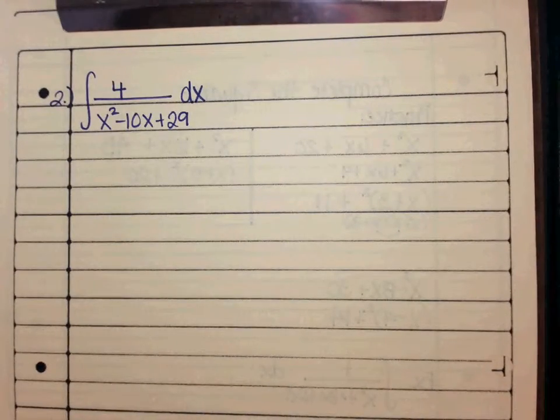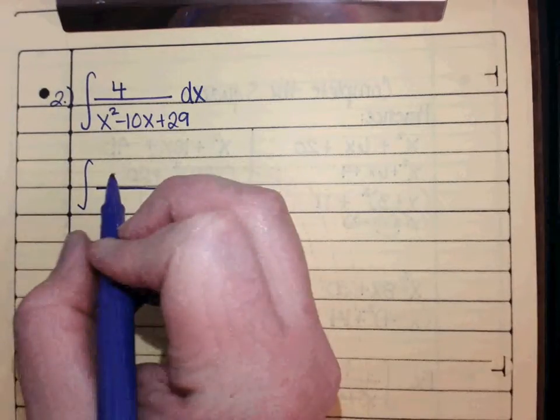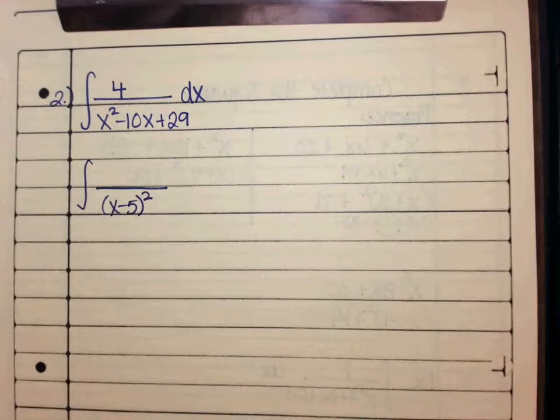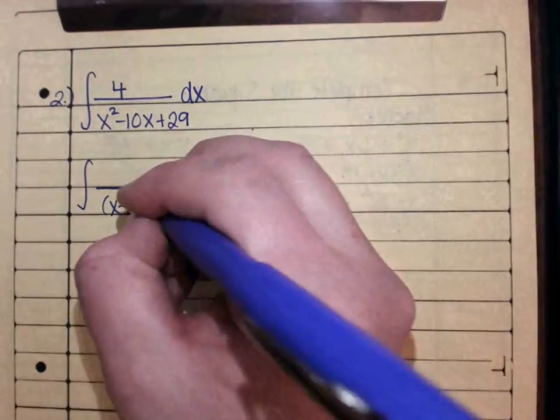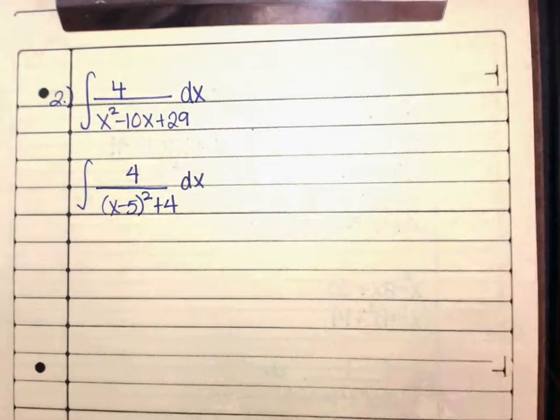Okay, complete the square on the bottom. So how much can I take out? Only half of 10, which would be x minus 5. What is 5 squared for me to take away? 25, but I have to take that away from 29, so how many will be left over? 4. On top, I still have my 4 and my dx.